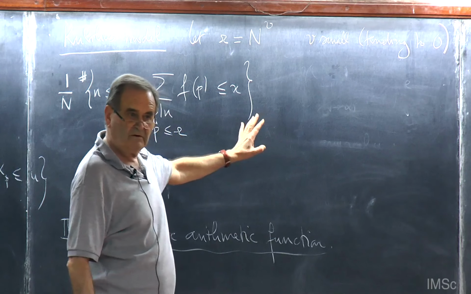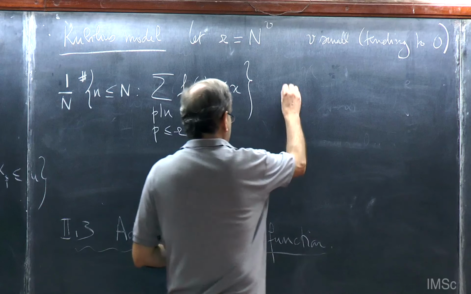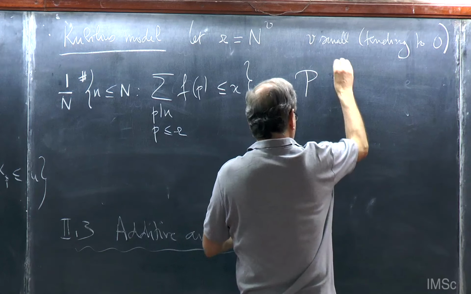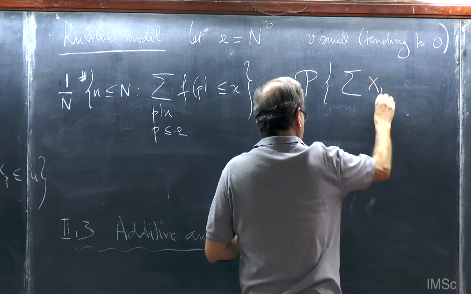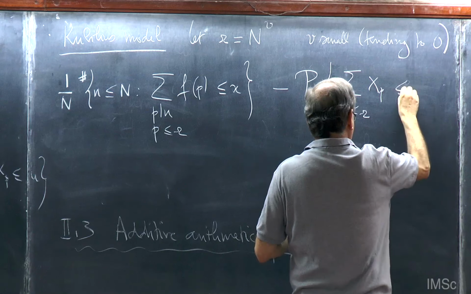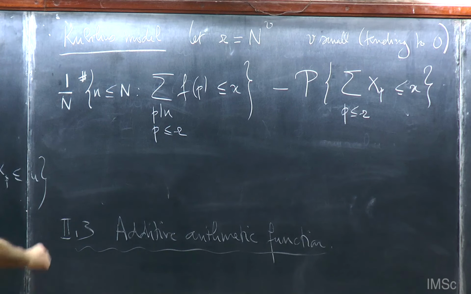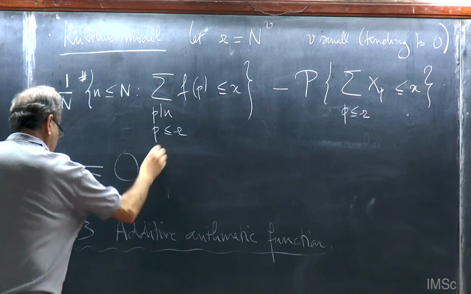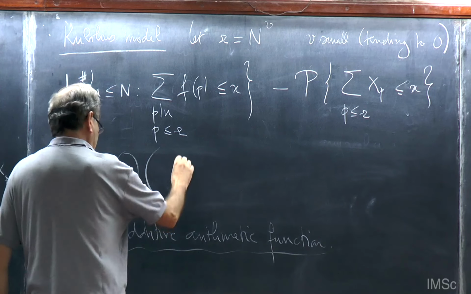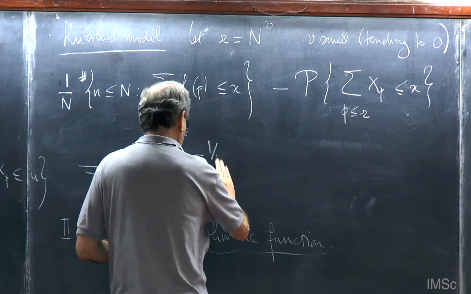So this will be very useful. What I'm going to say now is that this, minus the probability that the sum of xp, when p is at most r, is less than u, I can compare. And this is a big O of, this is not the best that can be done now, but it is something which is very nice, n to the minus 15.